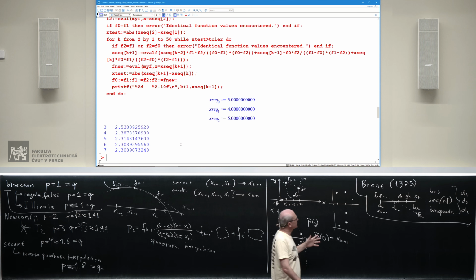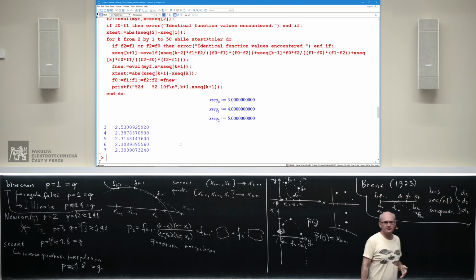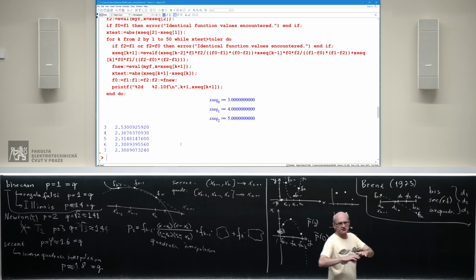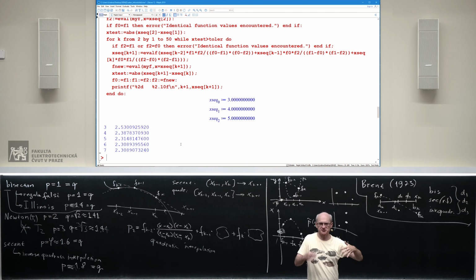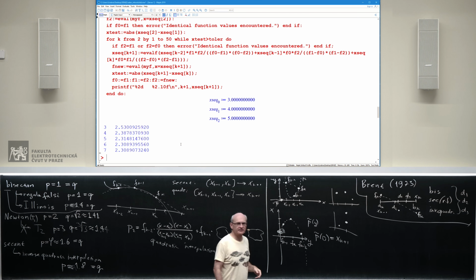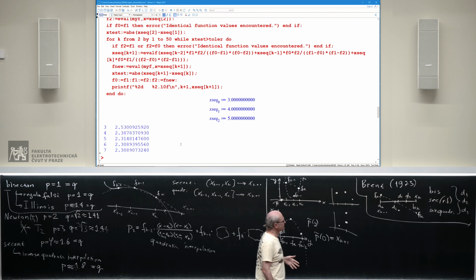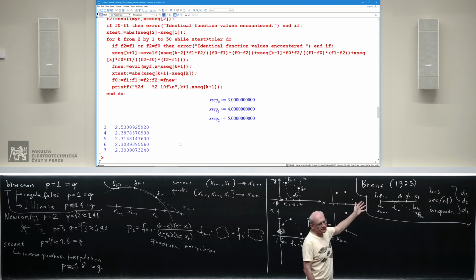And this Brent method was deemed to be so good that it became standard. So in many software packages, when you just say, find me root of this function, and you don't specify how, they just use the Brent method. And it is still true today. However, people try to improve on it, of course, because those tests are really difficult.